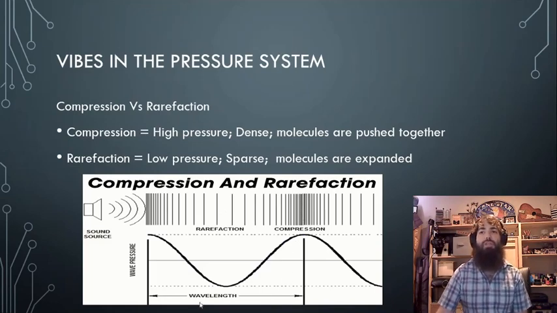A lot of times you'll see a sound wave drawn out like this. You'll see what you kind of think of as a wave. Whenever you see a sound wave drawn out like that, you're seeing a representation of compression, which would be the high amplitude portion, and rarefaction, which would be the low amplitude portion. So we're going to have compression, rarefaction.